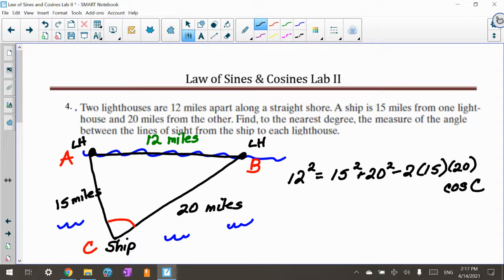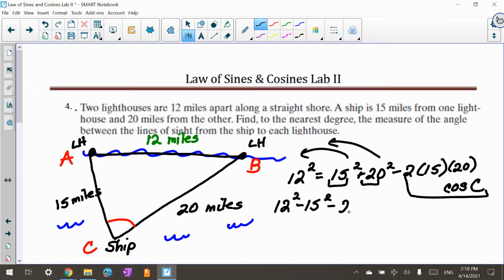So this one's a little bit different because you're looking for the cosine of that angle. Now, the one thing I want you to remember is you cannot just put all these numbers in your calculator because this is a term, this is a term, and this is a term here. So what I want you to do, first of all, is move those over there, okay? So you're going to do 12 squared minus 15 squared minus 20 squared. And then you can actually put these in your calculator, negative 2 times 15 times 20. That's going to equal negative 600 cosine C, because then that way you won't make the mistake thinking that you can put all those in your calculator at once, because you can't.